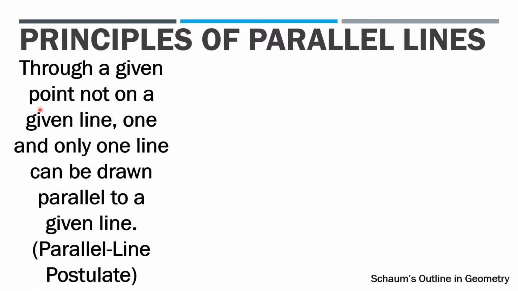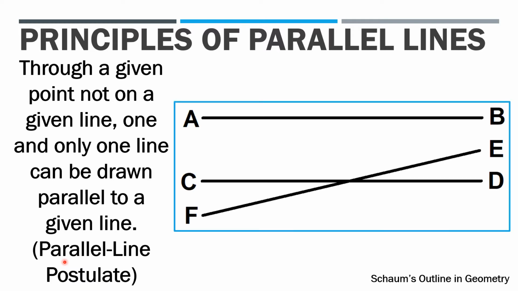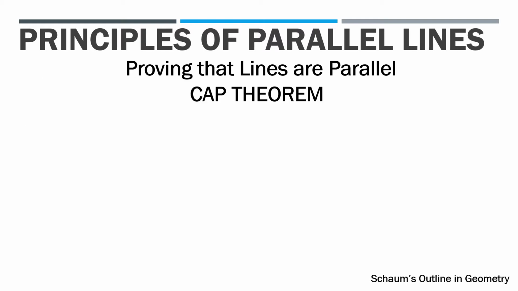Through a given point not on a given line, one and only one line can be drawn parallel to a given line, or the parallel line postulate. In the illustration, line segment CD is the only parallel line of line segment AB. The next principles will help us prove the two given lines are parallel.